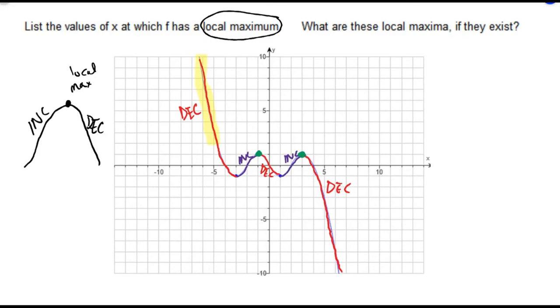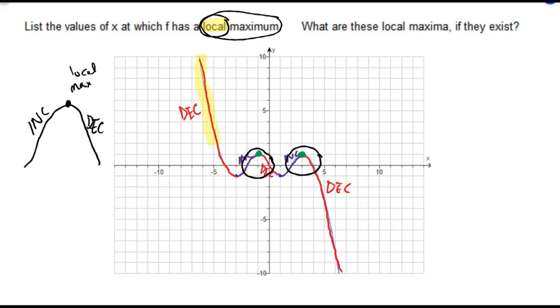Even though they're larger, the word local is allowing us to narrow our focus to a localized area. So if we were to focus on only this portion of the graph, we notice that we do have a maximum in that localized region, and the same goes with this region here. In this localized region, we do have a maximum value. And so that's why we preface the word maximum with local. It may not be the maximum of the whole graph, but in a localized area, it's the maximum.